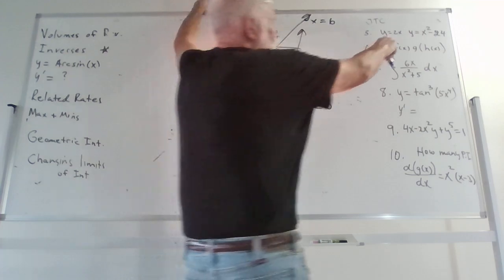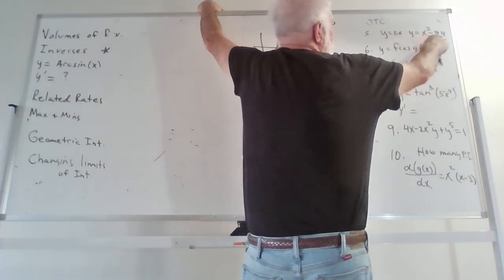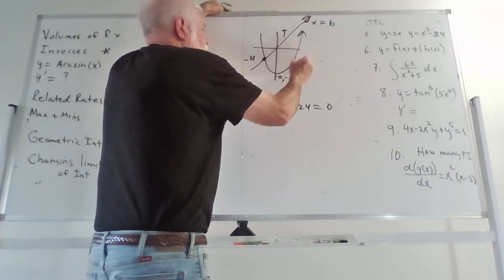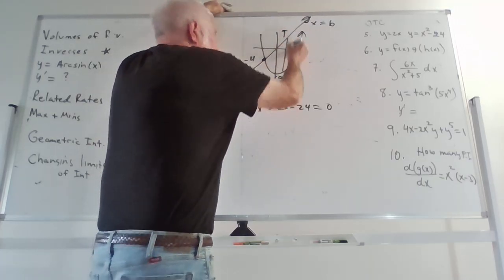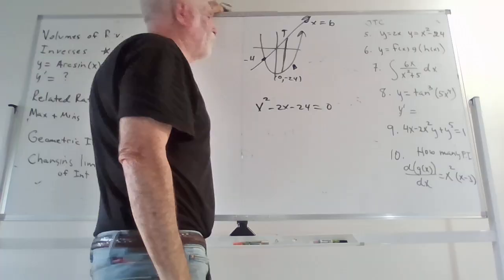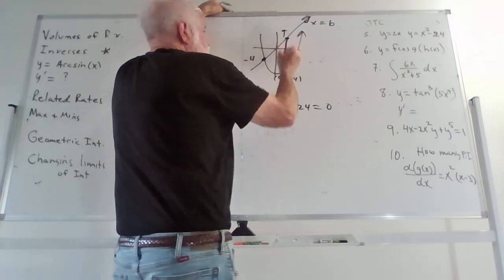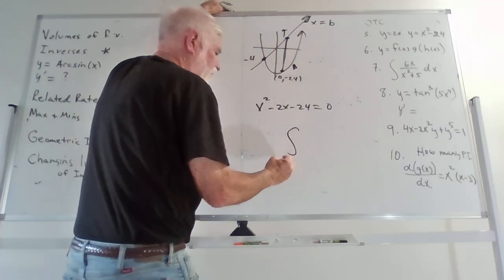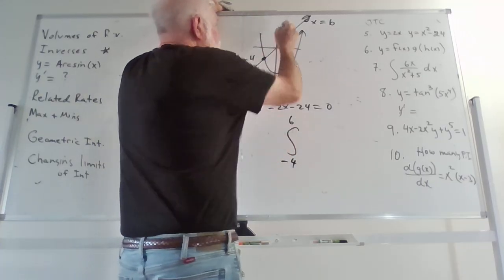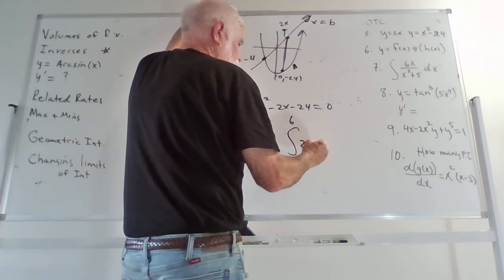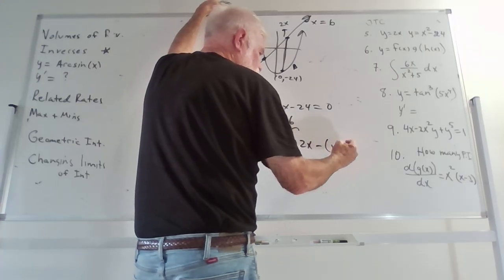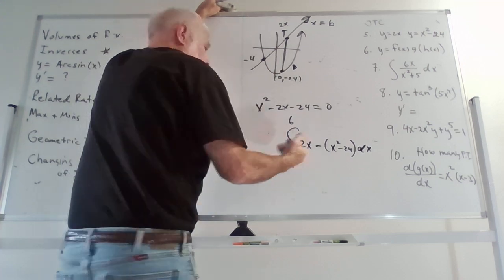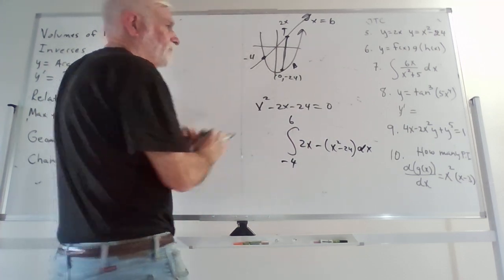Let's check it with the 6. 2 times 6 is 12. 36 minus 24 is 12, so those are correct. I have a top function and a bottom function, and I'm going to create one little slice of bread right here. Okay, so top minus bottom, integrating from -4 to 6, left to right. Top function, 2x. Bottom function, x squared minus 24, dx. We're not going to do it out, okay? But that's the calculation you'd be working with.